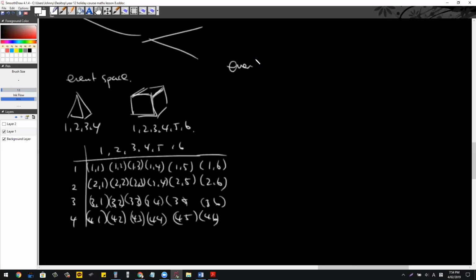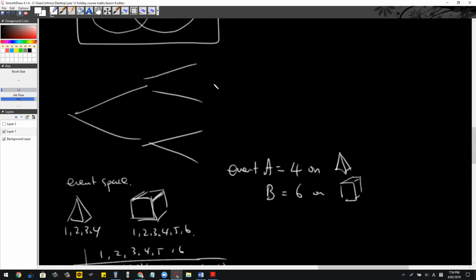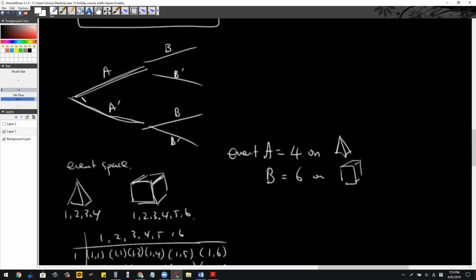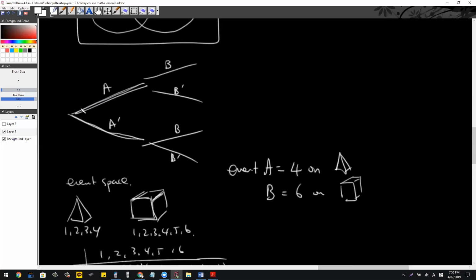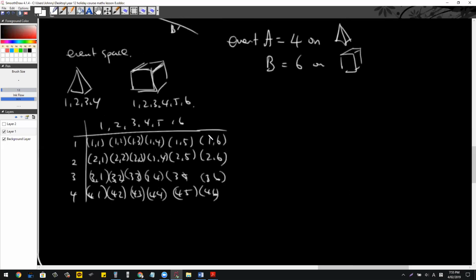I'm going to say event A is a 4 on the tetrahedral die, and event B is a 6 on the cubical die. So this is A or not A, and this is B and not B. Usually, when you look at a tree diagram, each branch adds up to 1. So let's have a look at all of this.